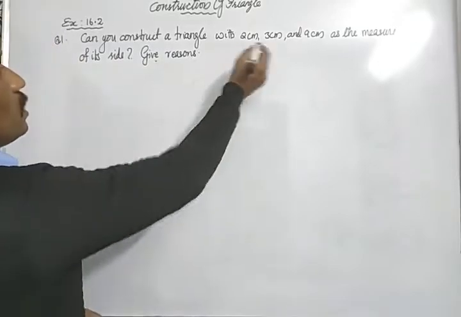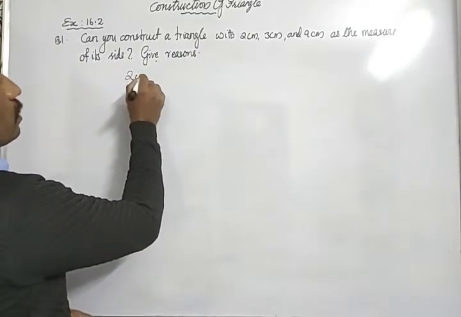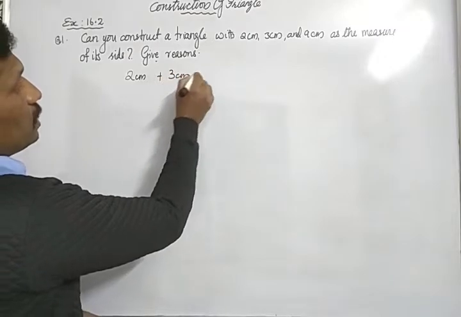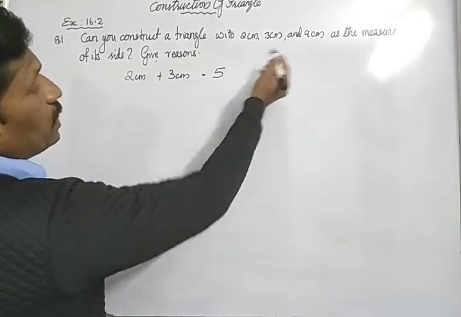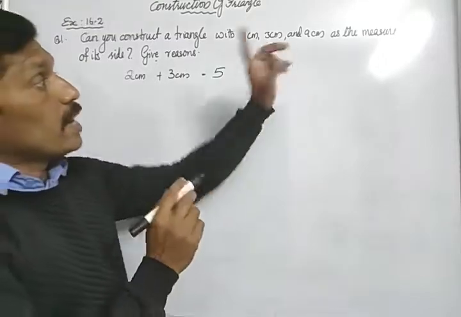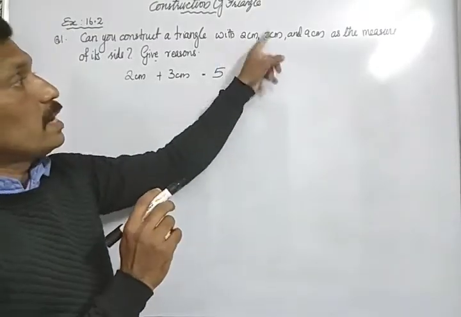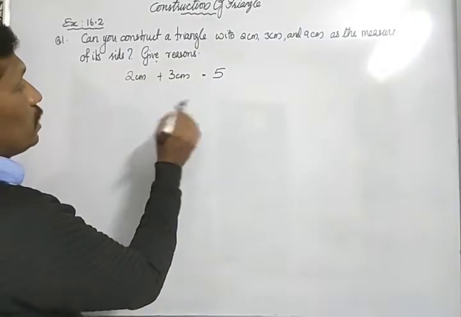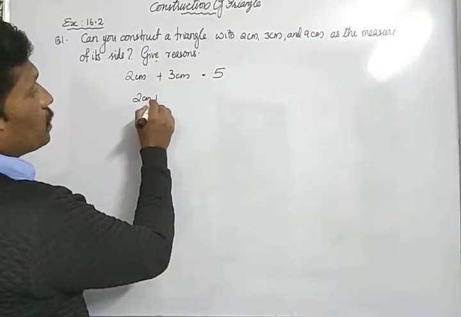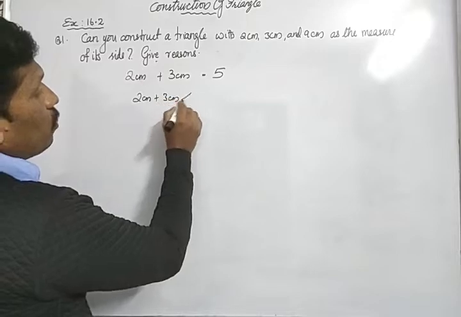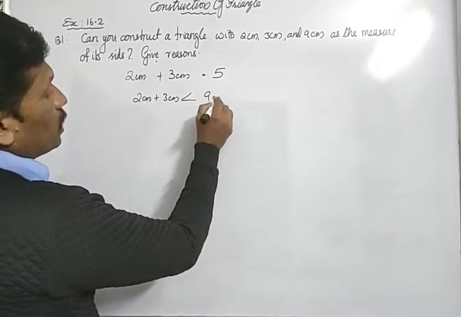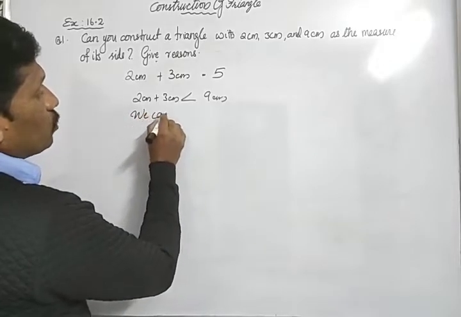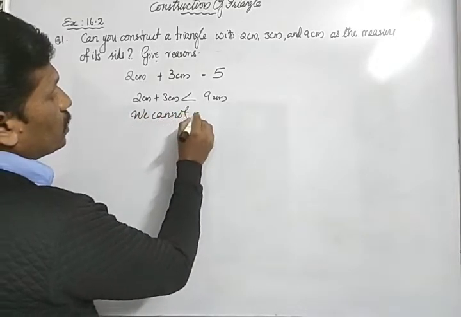Here you can see 2 centimeter and 3 centimeter. If you add these, it is equal to 5 centimeter, but it is not greater than the third side. The third side is 9 centimeter. The sum of these two sides is not greater than the third side. Therefore, here we cannot construct a triangle. So 2 centimeter plus 3 centimeter is smaller than the 9 centimeter third side. Therefore, we can't construct a triangle. So the answer is we cannot construct a triangle.